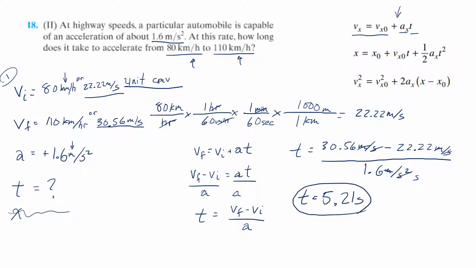Again, step 1, fill in my variables. Maybe do some conversions. Step 2, pick the right equation. I picked this one because it's got both v's, and acceleration and a time, which is what I got. And then I plugged in, right, which I did right here actually. I rearranged the equation, I plugged in and I solved.